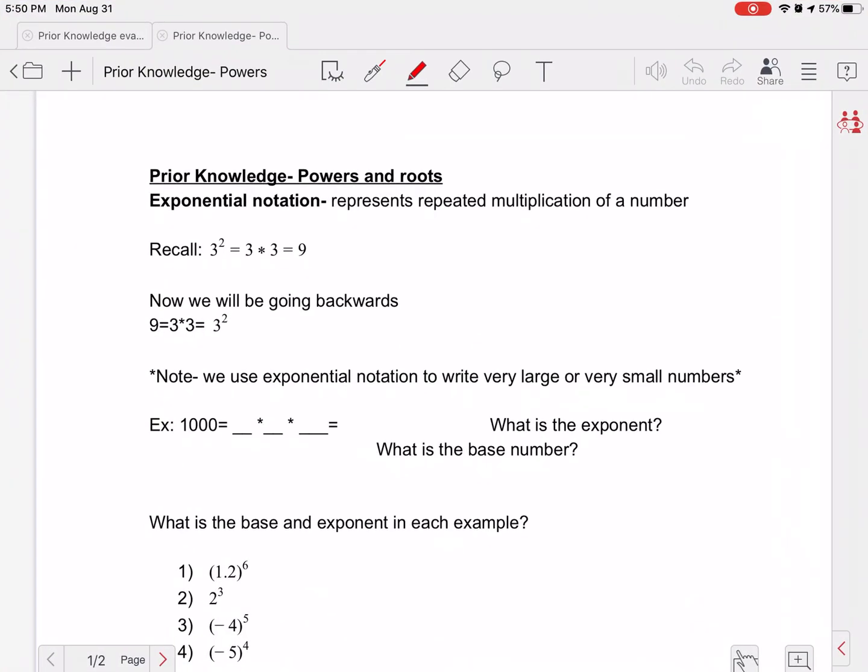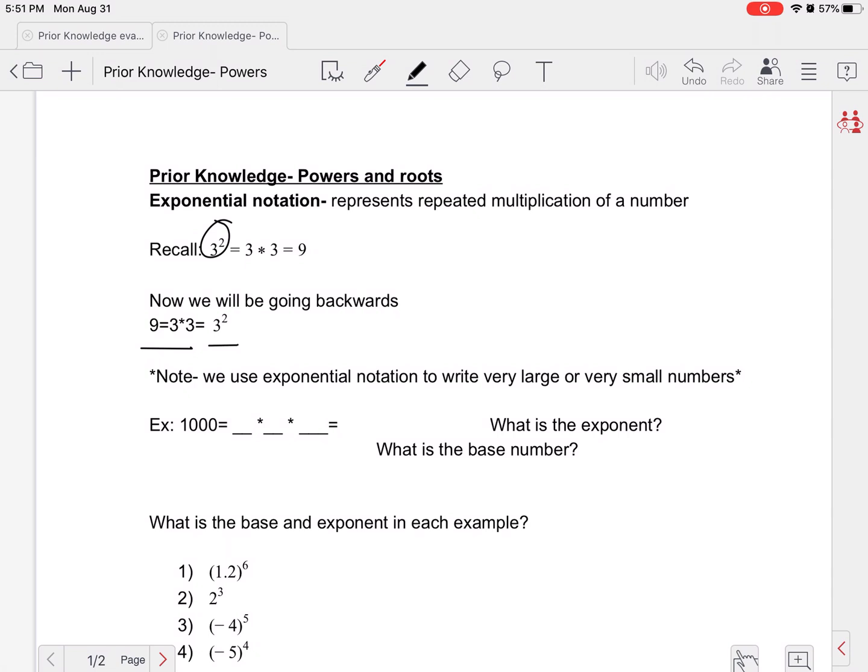We are going to jump into powers and roots today. All right, so we're going to talk about exponential notation, and that just represents repeated multiplication of a number. So 3 squared is 3 times 3, right, which we know is 9. Or maybe it's 4 times 4 times 4. That's exponential notation, when we write it as 3 squared. We're simplifying it a little bit. We can also go backwards, right? We know 9 is 3 times 3, which means 3 times 3 is really 3 squared, okay?